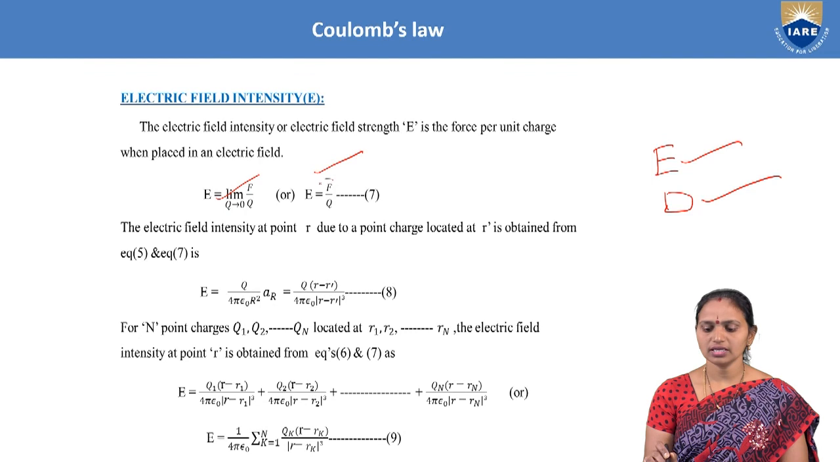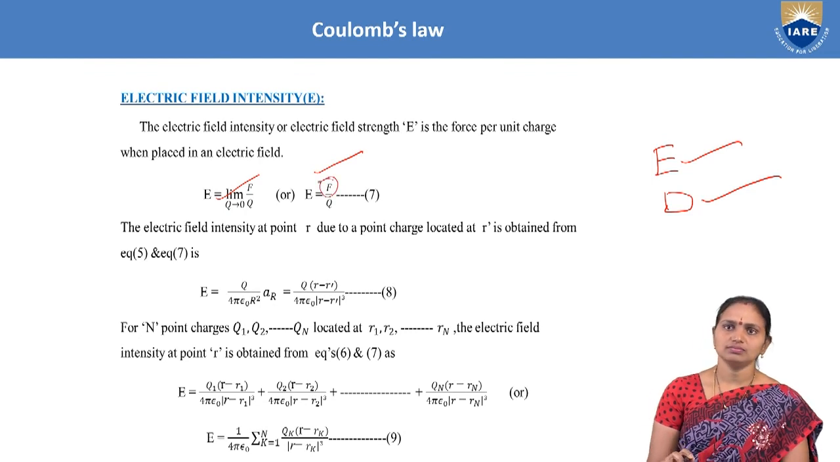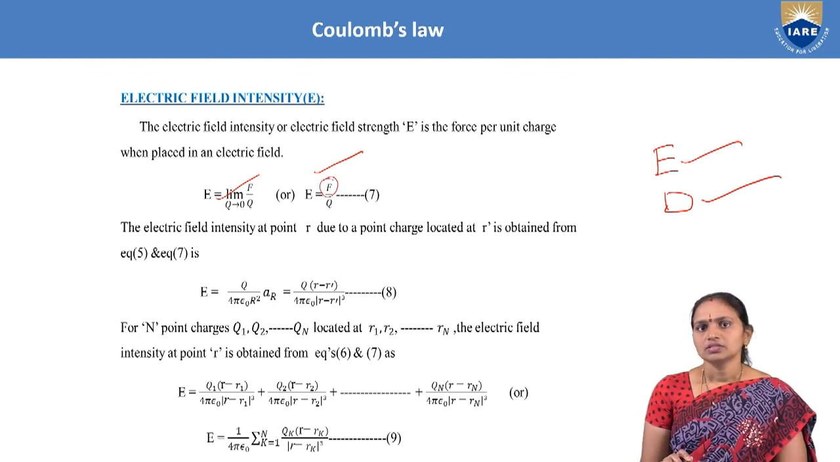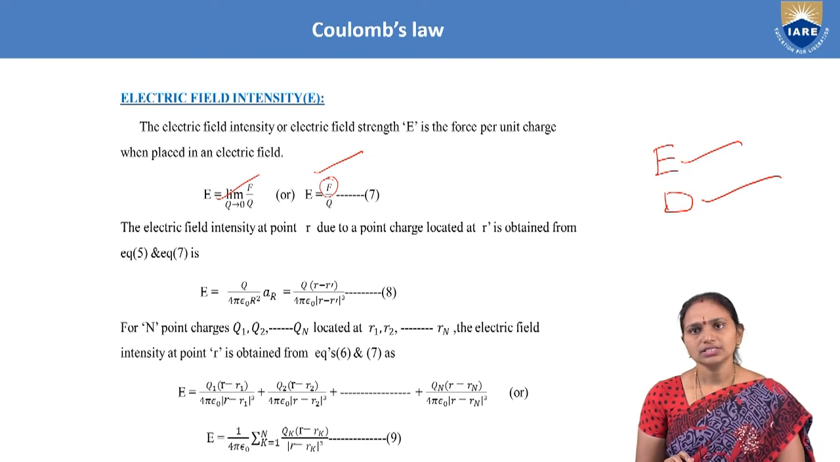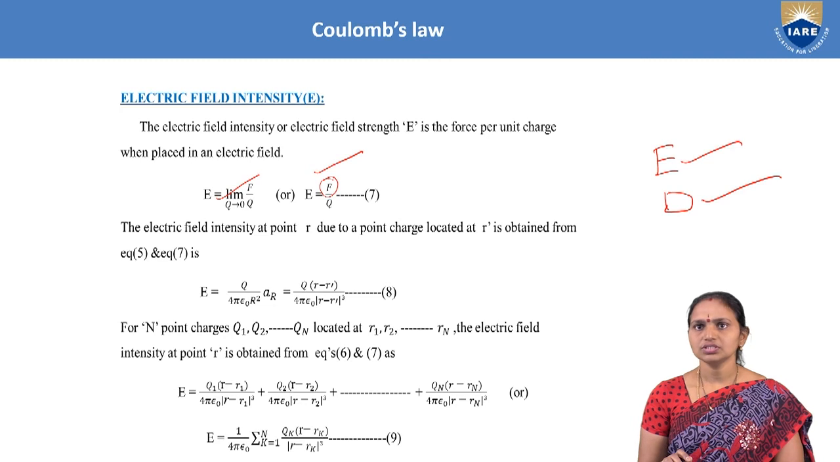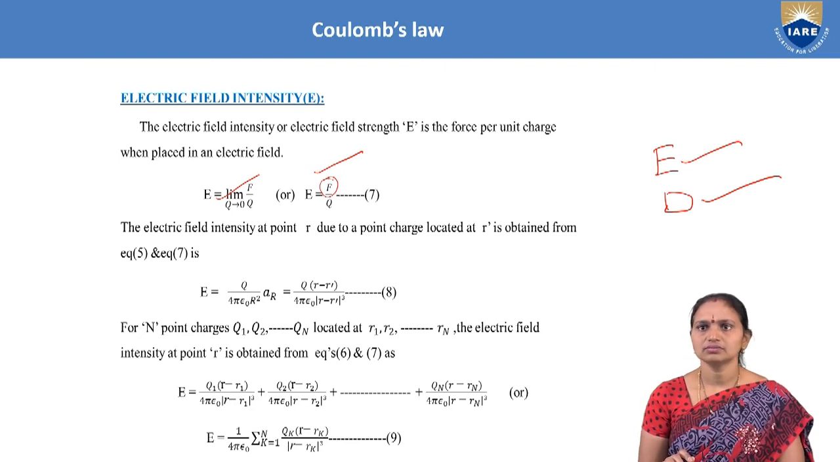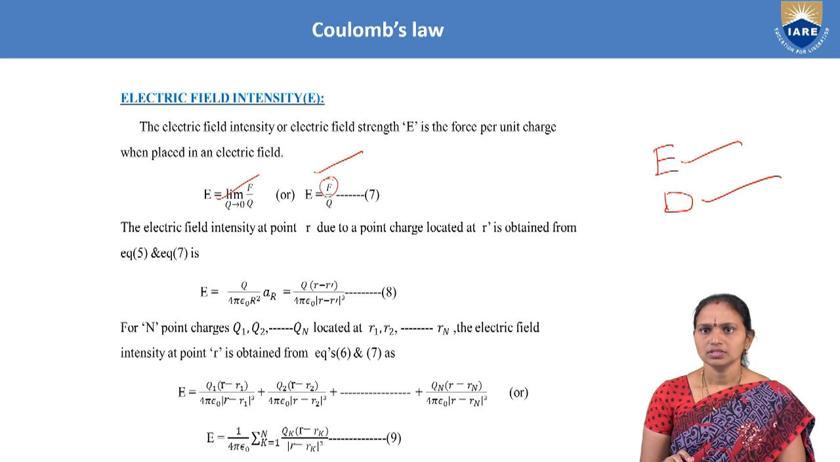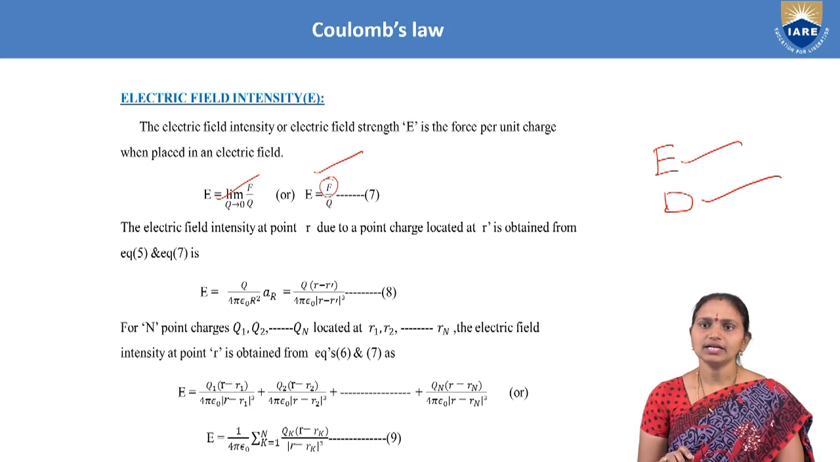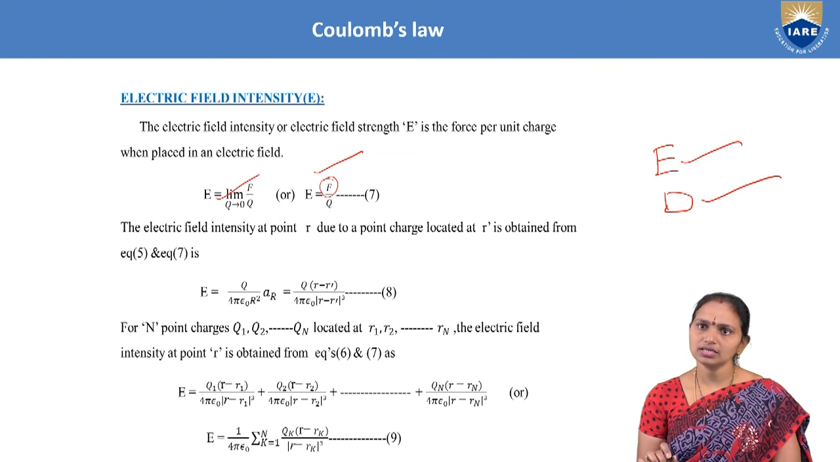This F we can take from Coulomb's law. So as we know the force on a point charge, we can easily calculate the important parameter, which is electric field intensity. This is the case of one point charge. So now, if you take electric field intensity in vector form, this is equal to F by Q in vector form, not in scalar form.